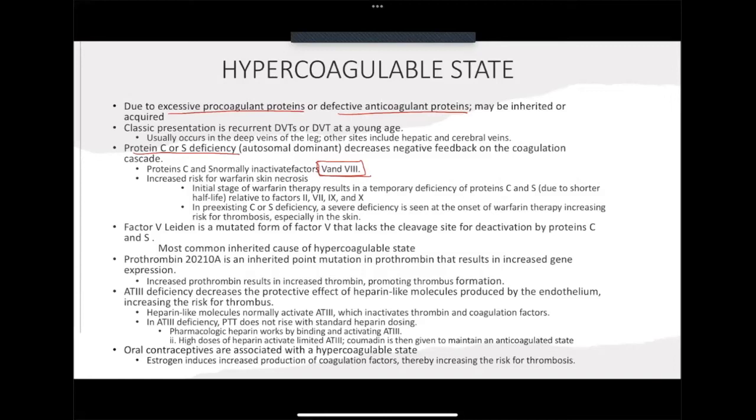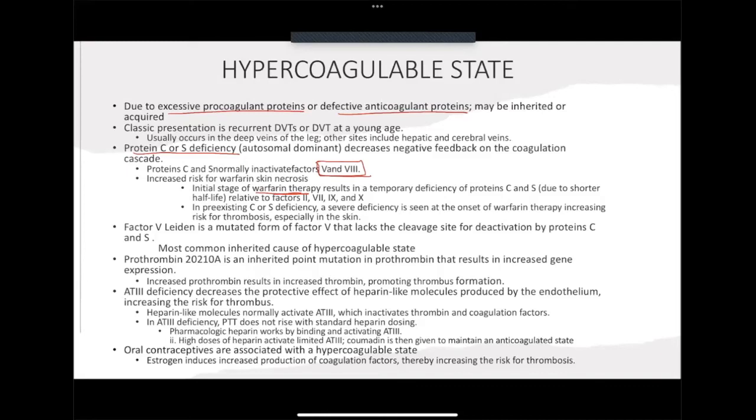Okay? When you start warfarin therapy, there's a temporary deficiency of protein C and S. You know what warfarin is for? Warfarin is supposed to prevent clot formation. You're trying to be in a low coagulable state. Okay, this is for people with high risk of thrombus formation.